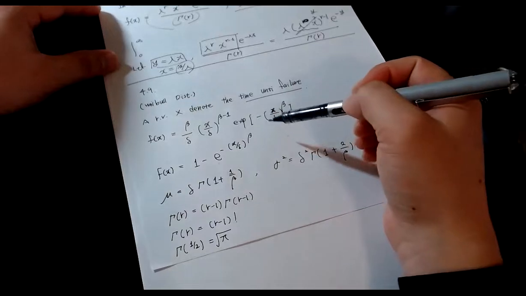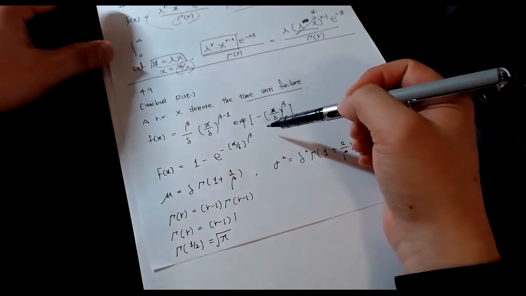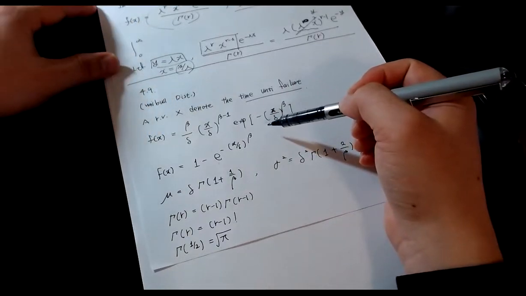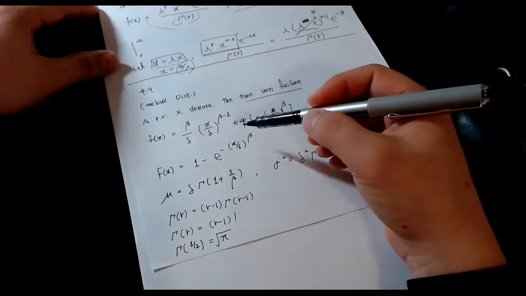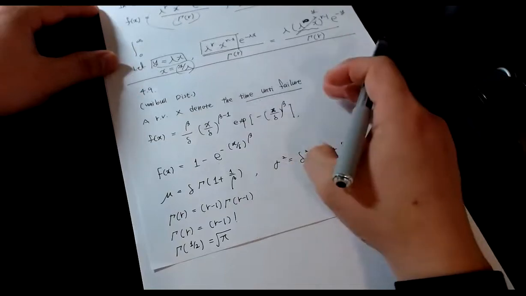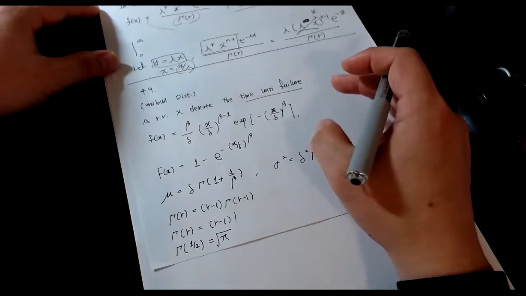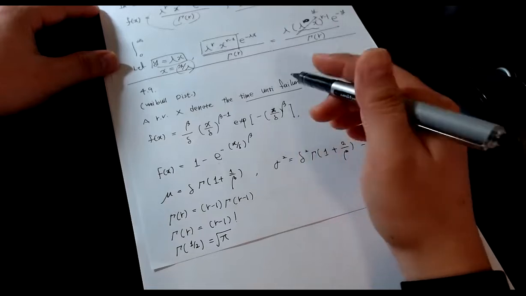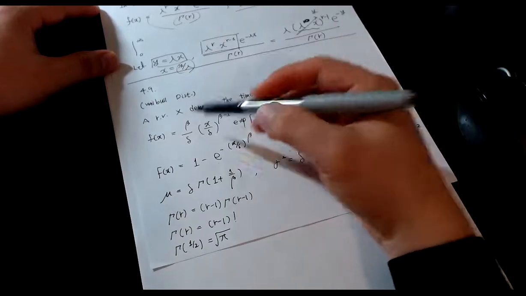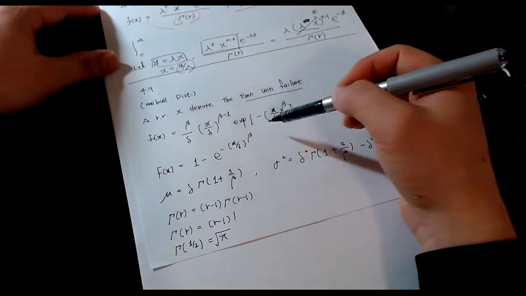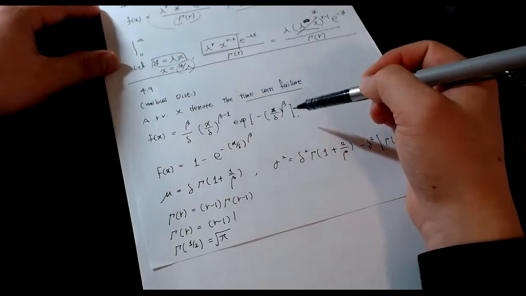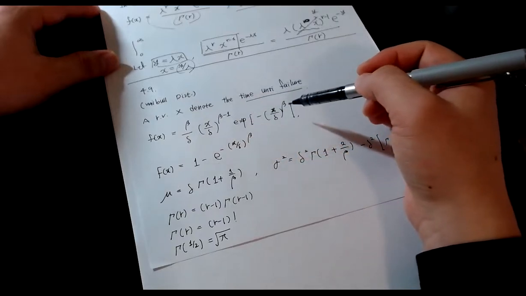Yeah, I know it's a little bit complicated, many parameters involved. But don't worry about that. In most of the problems, those parameters are given, so you just plug them into the formula. So beta over delta times x over delta to the beta minus 1, and then e to the minus x over delta to the beta power.